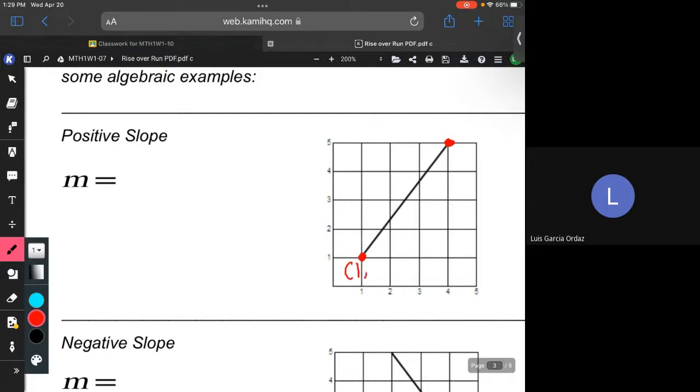1 and 1. And what's the point for my second red dot? Matthew? 4, 5. Good.